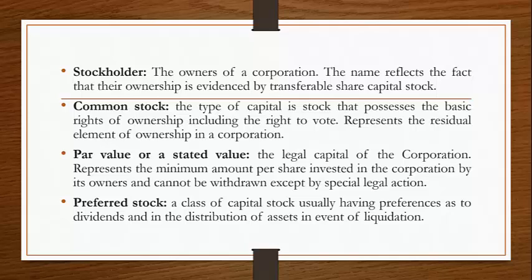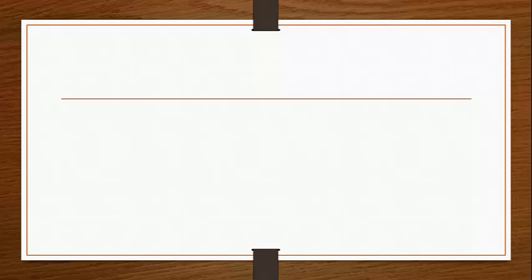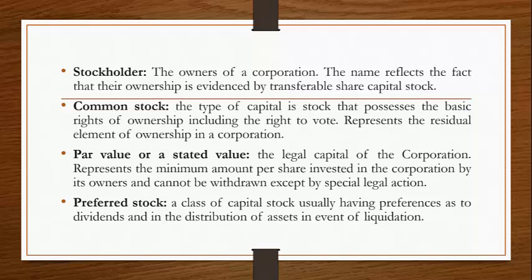In case of liquidation, preferred stockholders will get their share first when assets are distributed towards the closure of the company, but the common stockholders will get only the residual element of ownership in a corporation. So this is the main difference between them. Within the preferred category, we have some more features: cumulative preferred stock, non-cumulative preferred stock, convertible preferred stock, and non-convertible preferred stock.